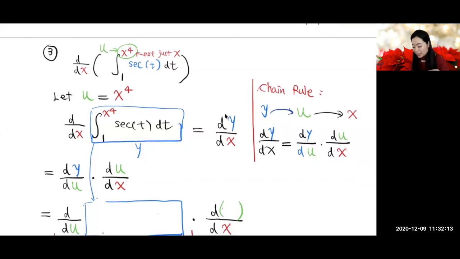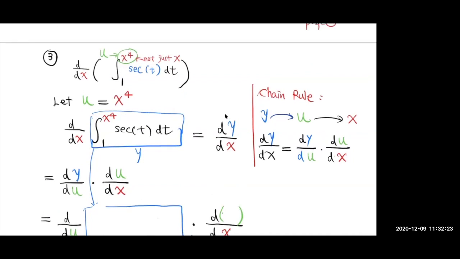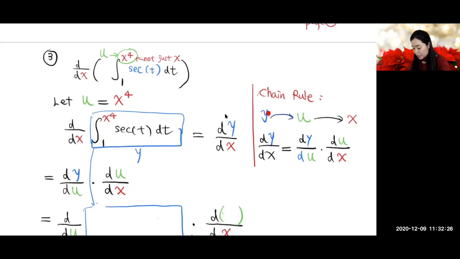How about if we let that be a single variable u? So let u equal x to the 4. Now remember, this y over here is a function of x. If I let u be x to the 4 power, then y is a function of u, and u is a function of x. So u is a function of x, and y is a function of u, if you think about this as a single variable u.